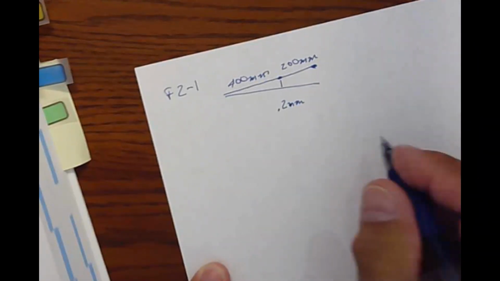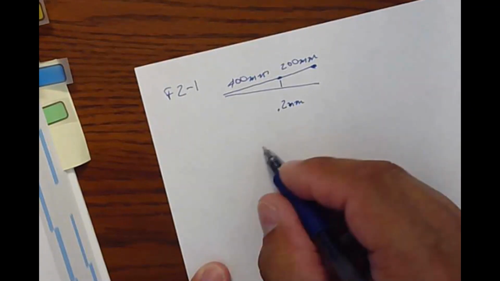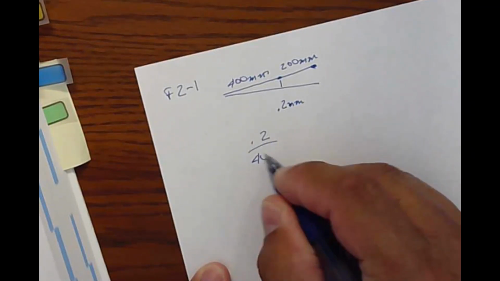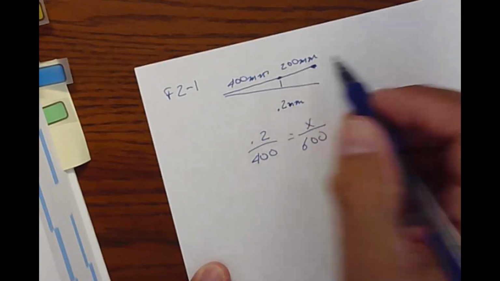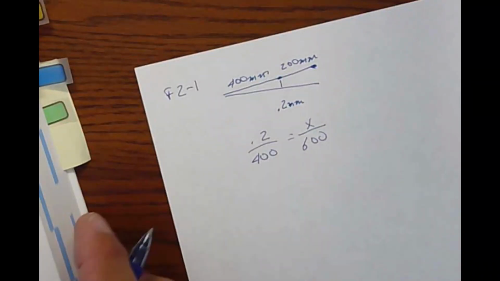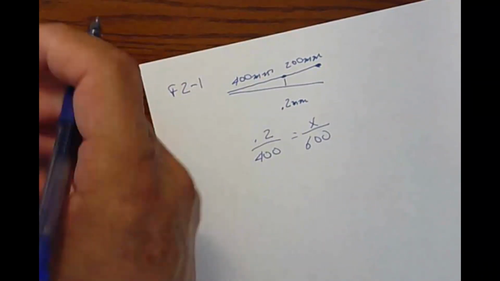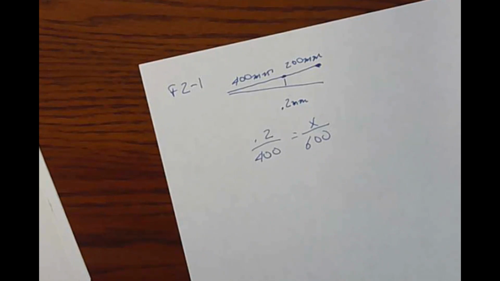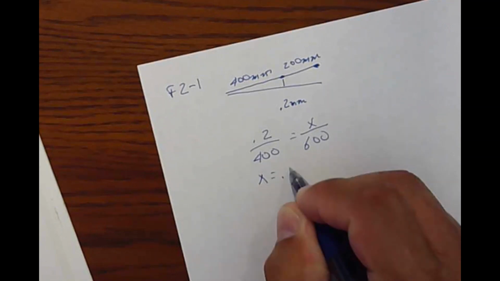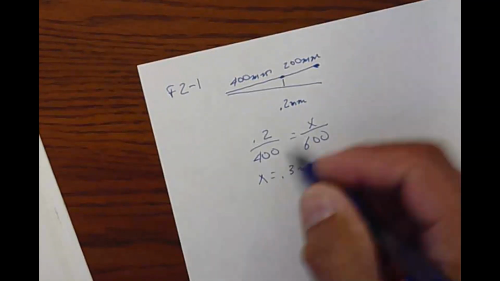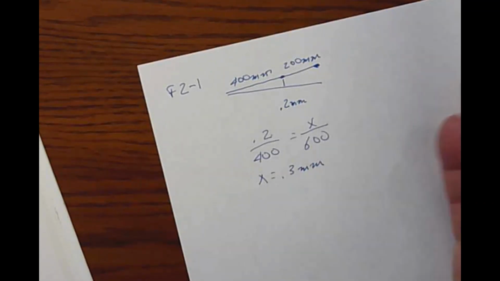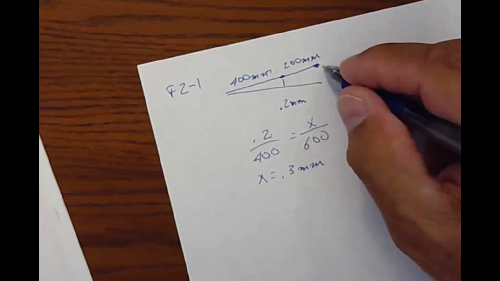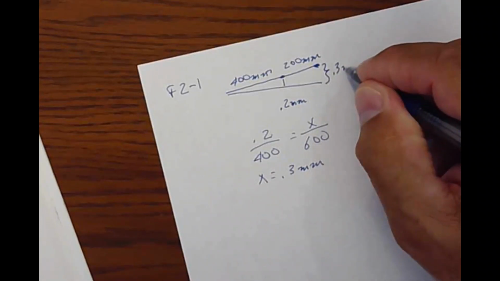We can just do a ratio. We can say that 0.2 is to 400 what x is to 600, because this total is 600. And that's going to tell us that x is 0.3. So x is 0.3 millimeters. Now note that we kept all the units the same. So we have millimeters over millimeters. So this distance is 0.3 millimeters.